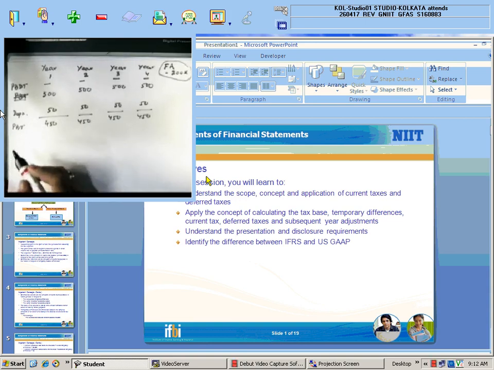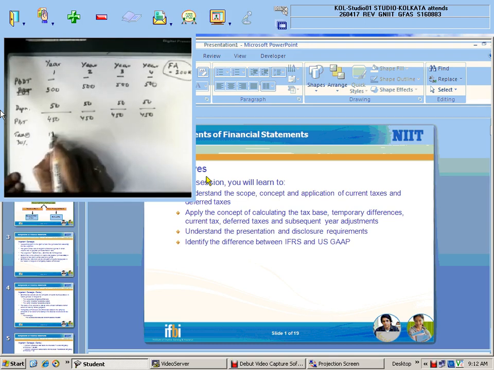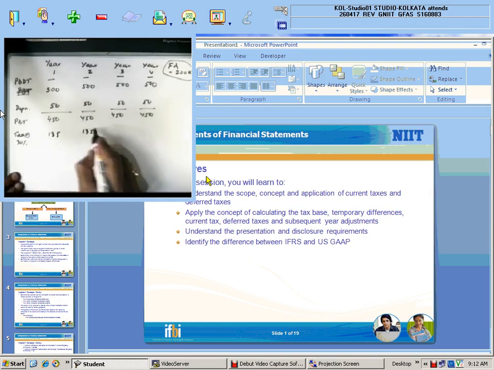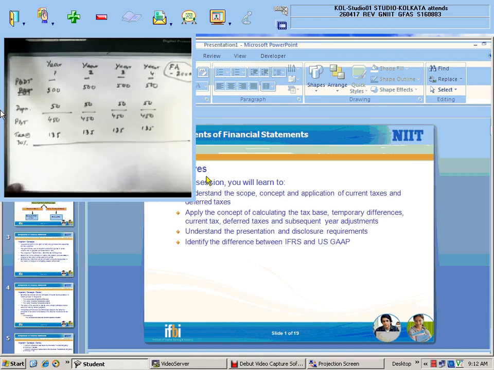If the company is required to pay tax at the rate of, let's say, 30%, the company will calculate the tax liability on this profit before tax. It will be 135,000 for all these 4 years, 30% of 450,000. Is that clear? So this is what the company will charge or make a provision for as tax payable on this profit.